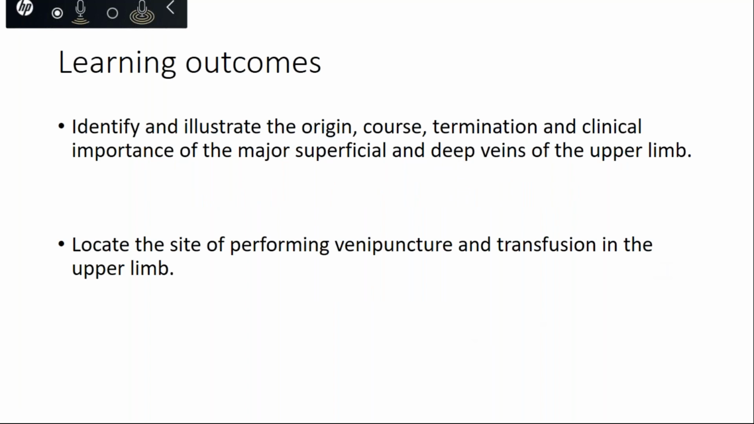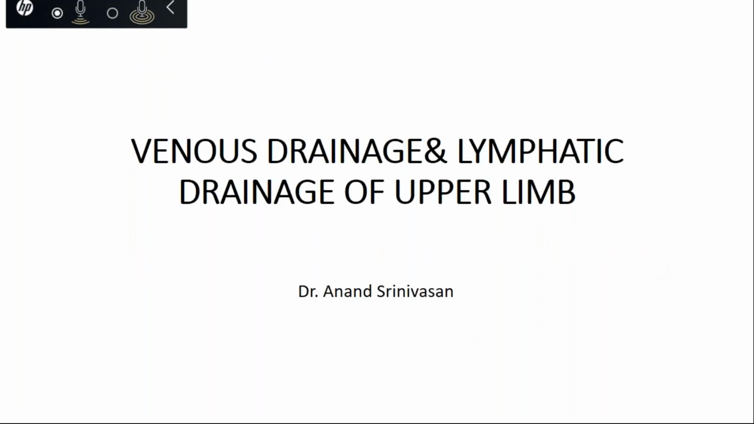So the upper limb, you know that the upper limb is starting from the shoulder girdle until the fingers. The arterial drainage will be taught to you respectively. When we are discussing the arm, we will be telling you what are the arteries which are there in the arm, forearm, hand, like that.